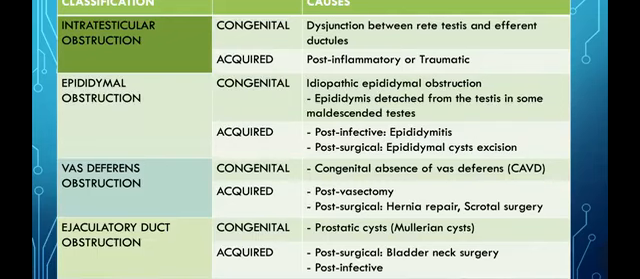So when looking at obstructive azoospermia, it's divided into intratesticular obstruction, epididymal obstruction, vasal obstruction, and ejaculatory duct obstruction. Each one has a congenital and an acquired cause. We'll go into a bit more detail during the talk. In terms of intratesticular obstruction, the congenital cause is a disjunction between the rete testis and the efferent ductules. So there isn't appropriate drainage, and there's obviously obstruction.